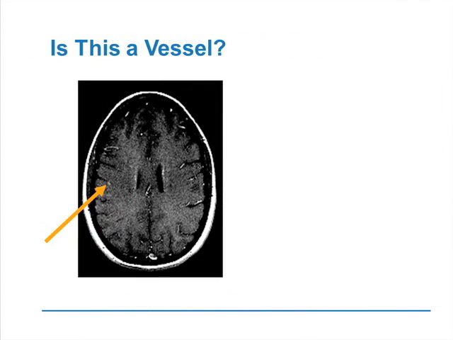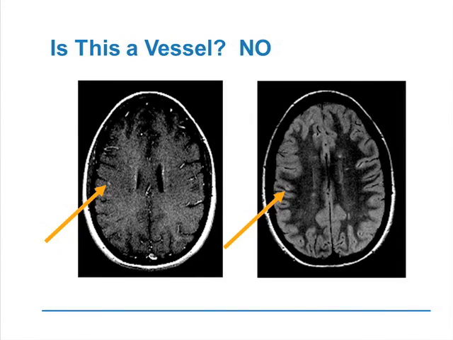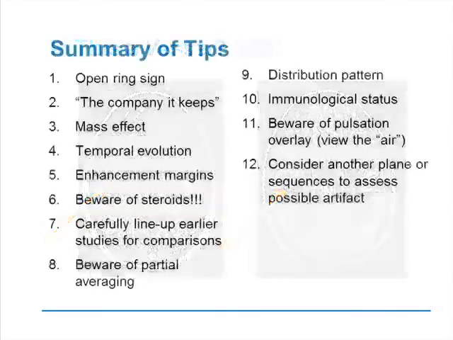What about this cortical enhancement? Is this a vessel? Is it real? No, it's probably real. Here, using the concept that you can see it on both a post-contrast T1 sequence and you see a little cortical lesion on a T2 sequence. This is not going to be a vessel, it's real.